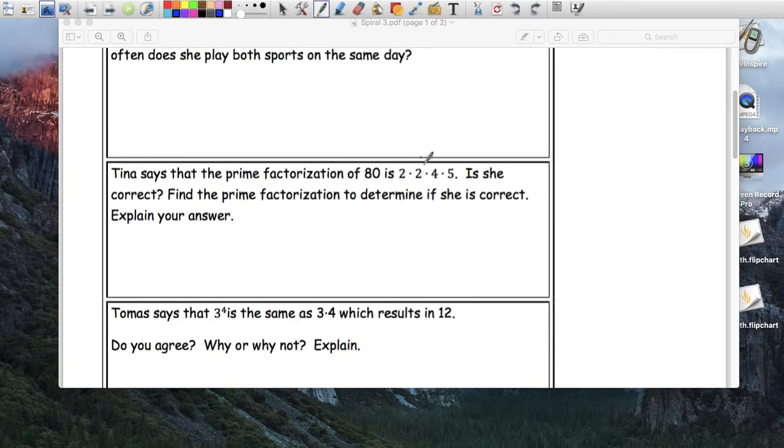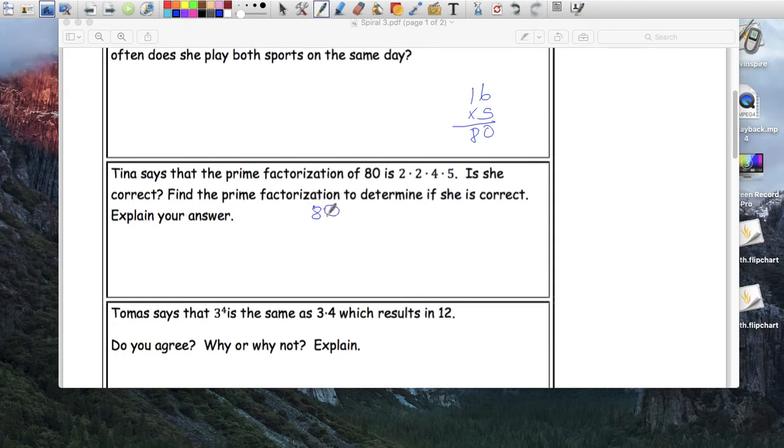Well, one way you can tell is if you actually multiply the numbers out. 2 times 2 is 4, 4 times 4 is 16, and 16 times 5 is actually 80. It is, so she is correct. But the question is actually for you to do it, just to double check.